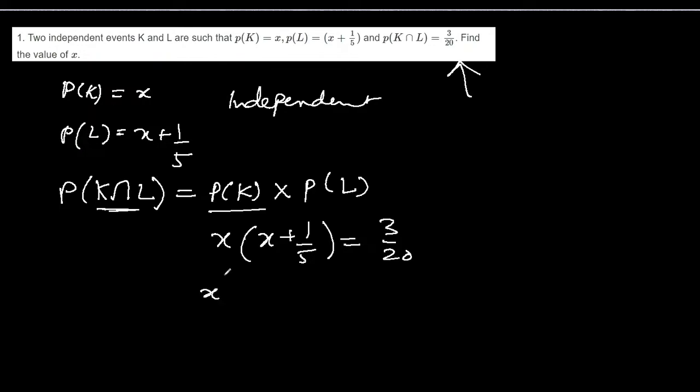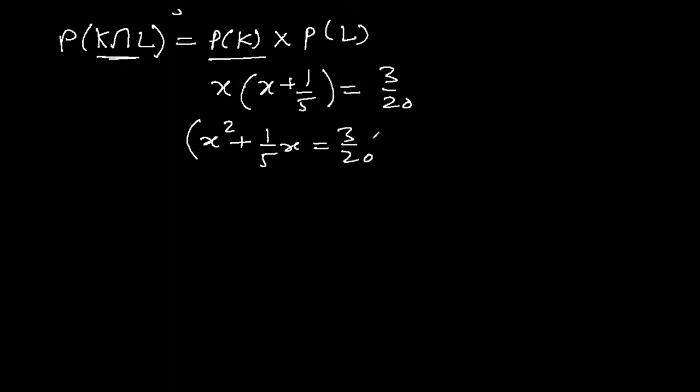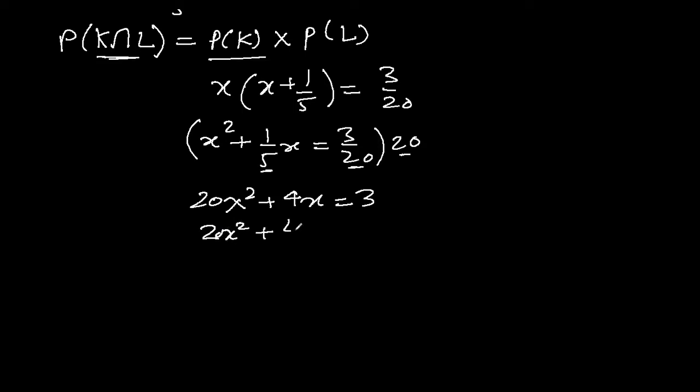Open this bracket first. x squared plus 1 over 5 x equals 3 over 20. Now since we have fractions involved here, let's get rid of them by multiplying by 20. So that this 20 gets cancelled and this 5 also gets cancelled. So we will be left with 20x squared plus, 20 over 5 is 4, so 4x equal to 3. Let's bring 3 also to the left side: 20x squared plus 4x minus 3 equals 0.